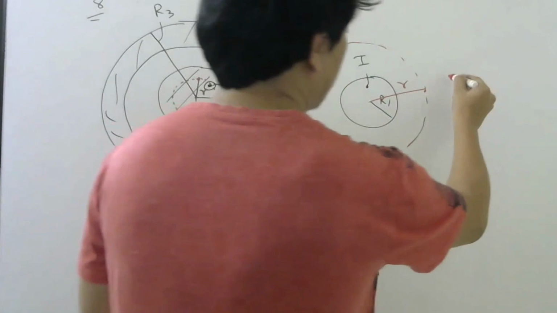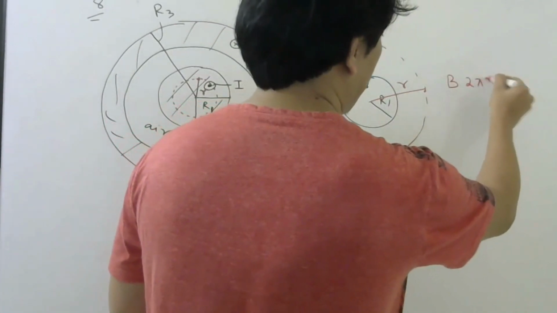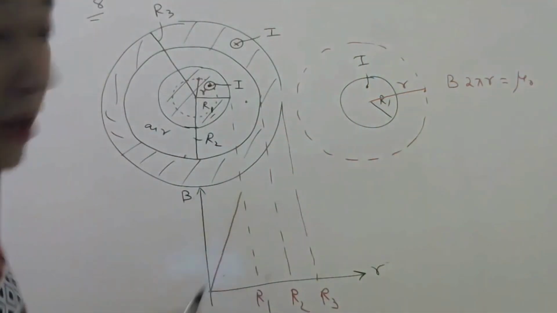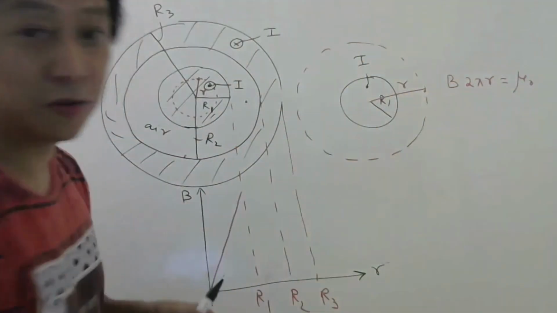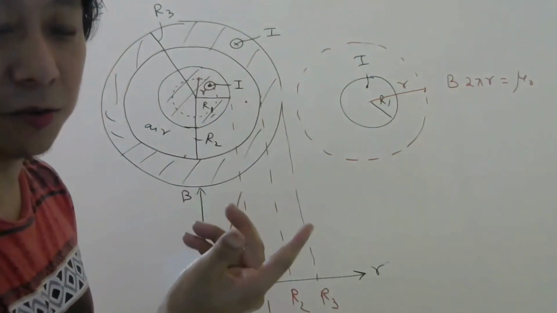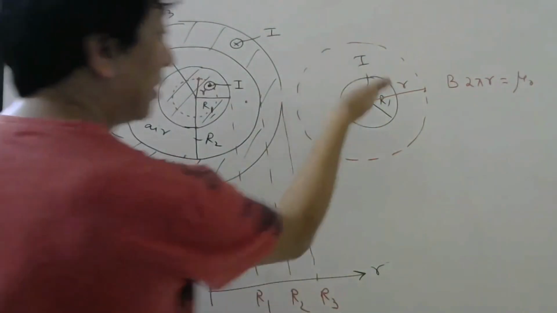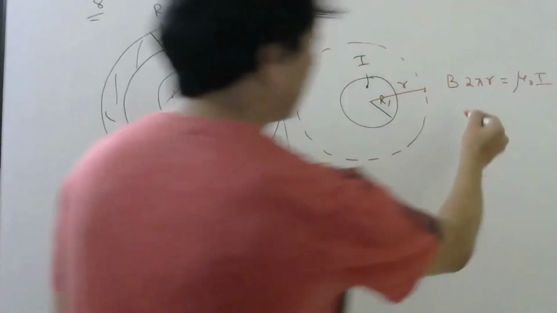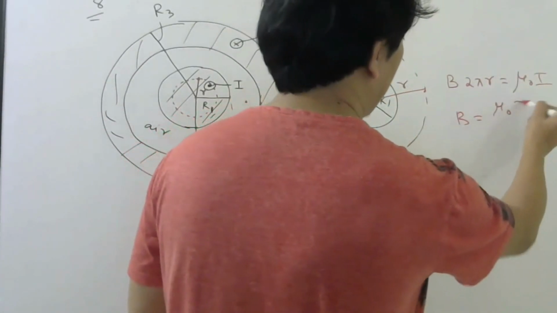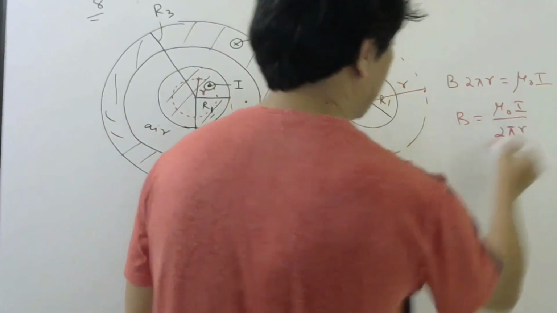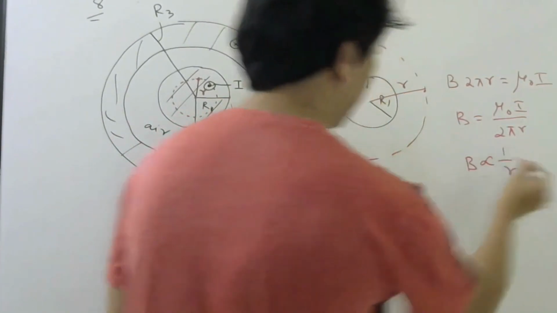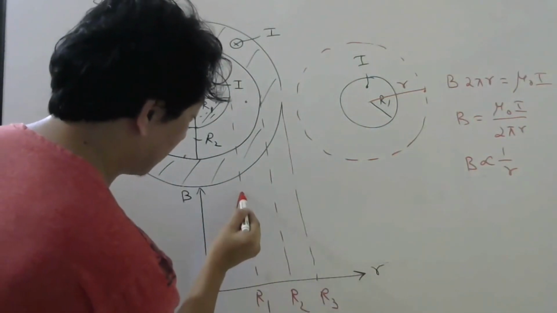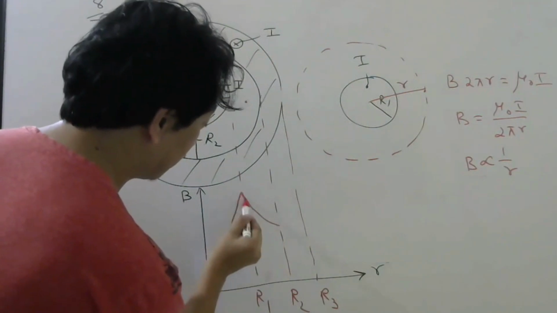Left side of Ampere's circuital law will be B into 2 pi R. Right side will be mu naught times current enclosed. Now this time I can say the total current is inside only. No need to find any part of the current because total current is inside this loop. So total current I. So now you can see magnetic field will be mu naught I by 2 pi R. So it is inversely proportional to R. So outside, the graph will be inversely proportional. So the graph will decrease like this.